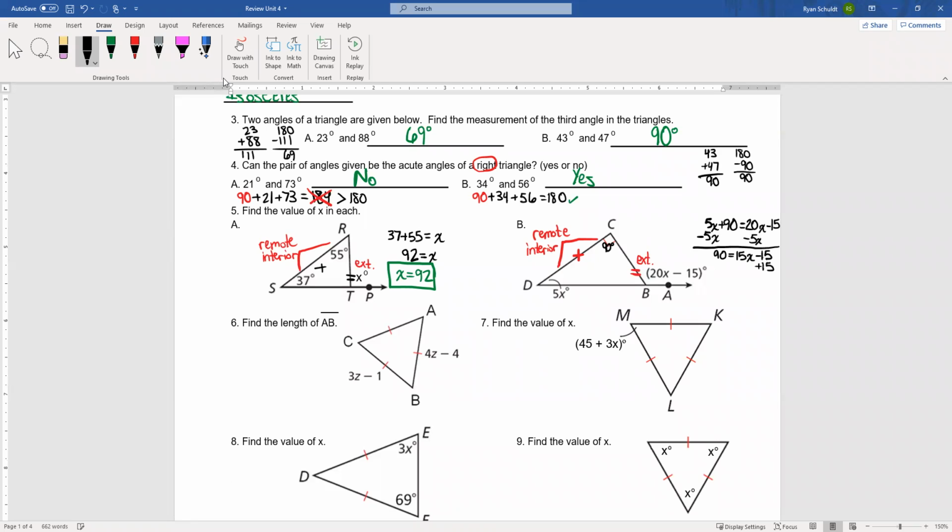Add 15 to both sides. We get 105 equals 15x. Divide by 15. And we'll end up with x equals 7.